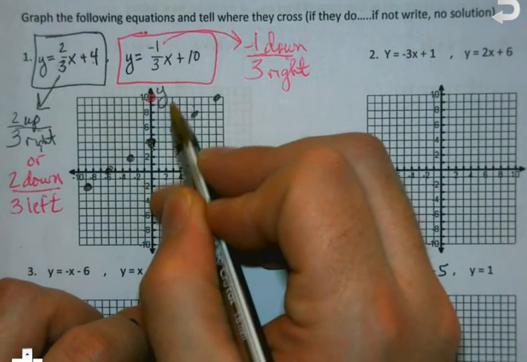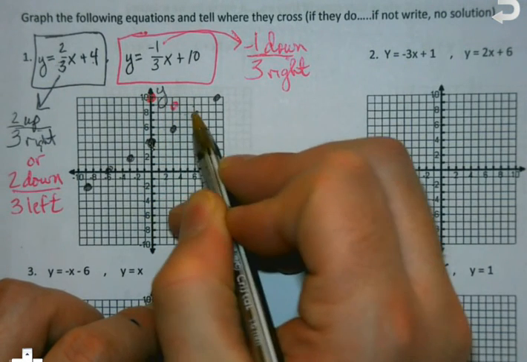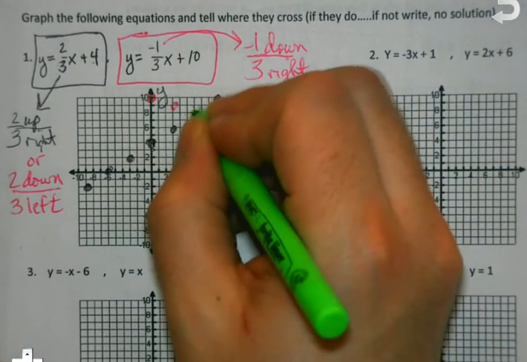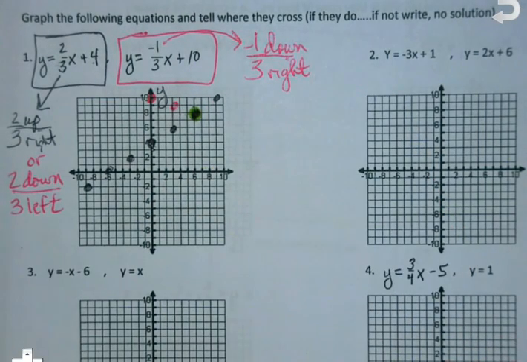Down 1 and right 3. Down 1 and, oh, sweet. Two dots overlapping right here. Okay, that's what I was looking for.